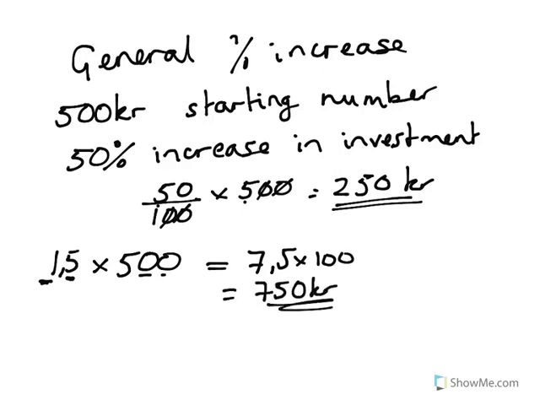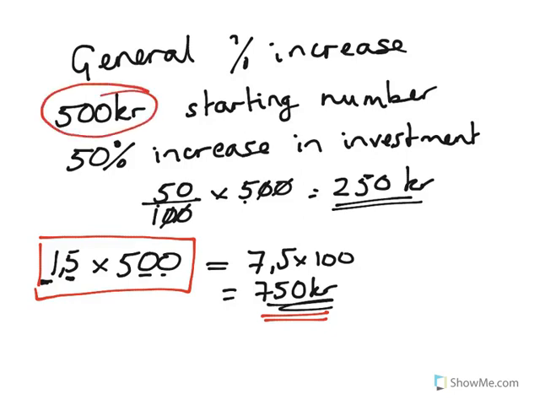So a 50% increase in my investment using this method here will give me the same answer of 750 that I would have got if I had added my 500 kronas original to my 250 starting price. So my final amount here would be 250 plus 500, giving me 750 kronas.